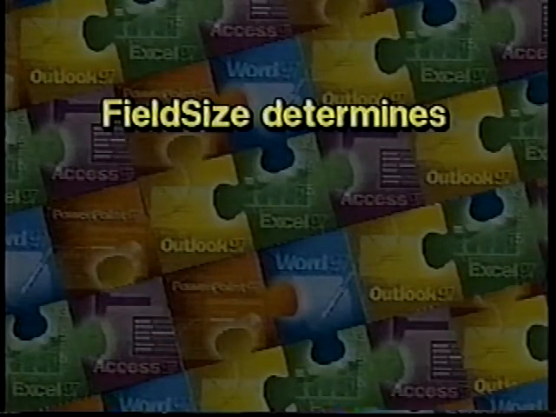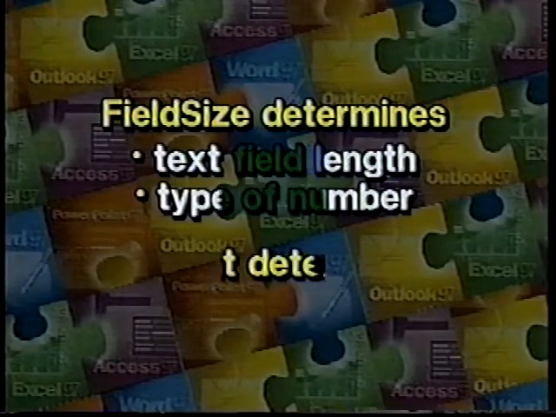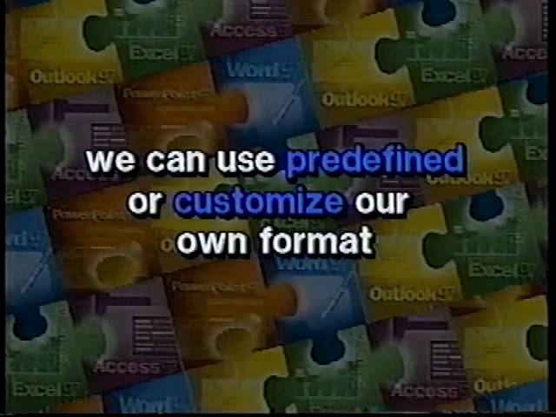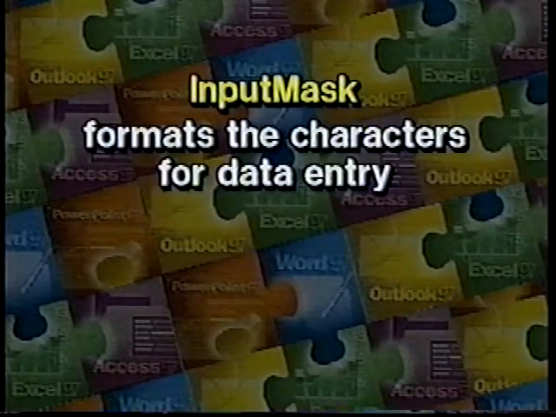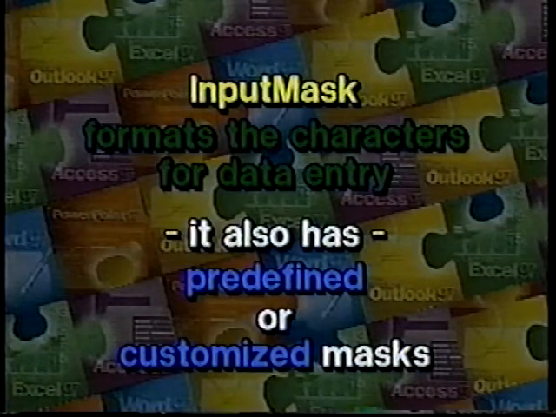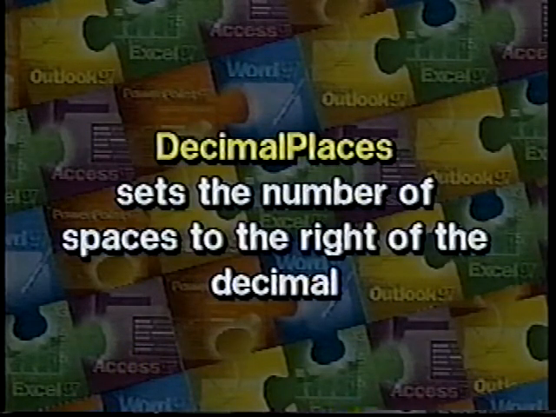Field size determines the maximum length of the text field or type of number. Format determines how data is displayed. We can use predefined formats or customize our own. Input mask formats the characters for data entry. It also has predefined masks, or we can customize our own input mask. Decimal places sets the number of places to the right of the decimal.